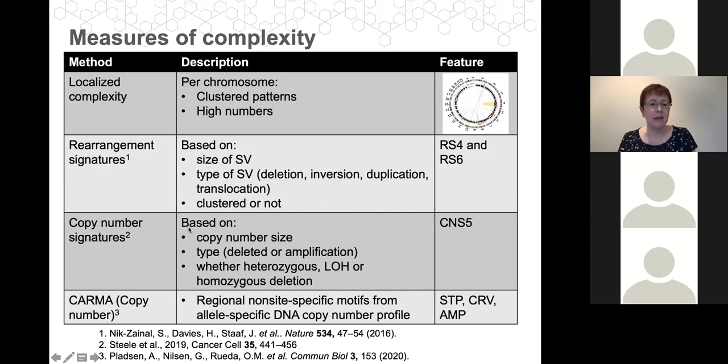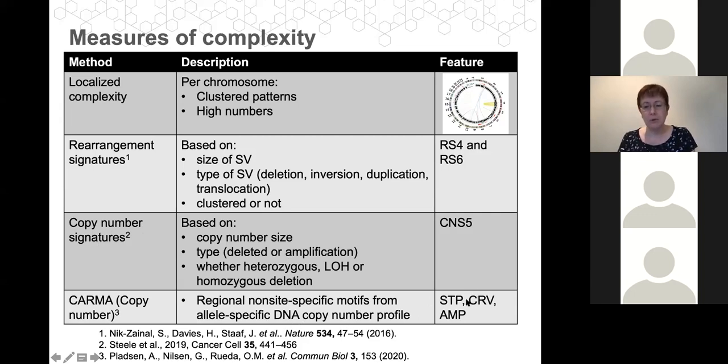There have been several publications looking at copy number signatures, and the one I am looking at was first published focusing on sarcoma, and this one is based on categories here based on copy number size, the type of the event, that is whether it is deleted or amplified, and whether it is a heterozygous loss of heterozygosity or homozygous deletion. And last year there was a tool published called QIMR, which looks at non-site specific motifs from DNA copy profiles.